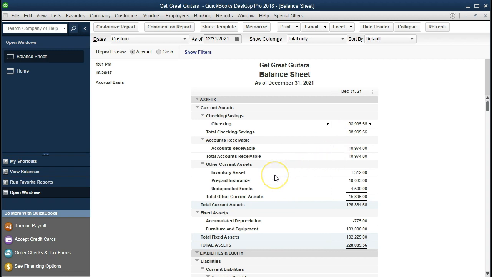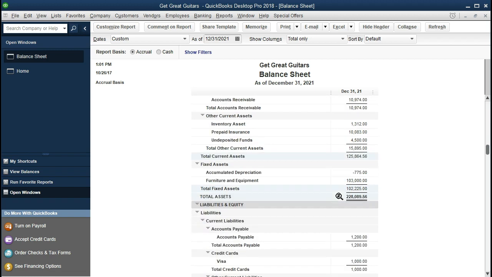We've got the other current assets. These are going to be other assets that are really close to cash or relatively close to cash, convertible to cash within a year's time period, or will be consumed at least within a year's time period. And so we've got the inventory, prepaid insurance, undeposited funds. We'll talk more about those particular accounts as we go.